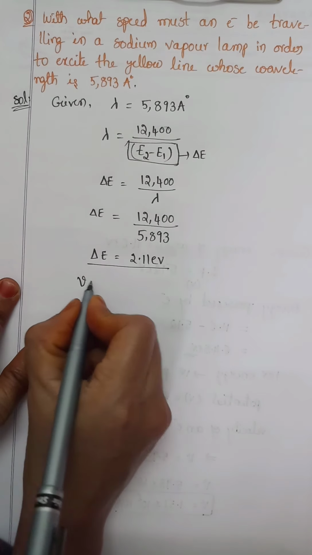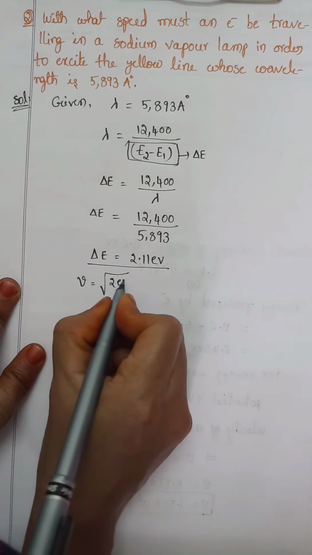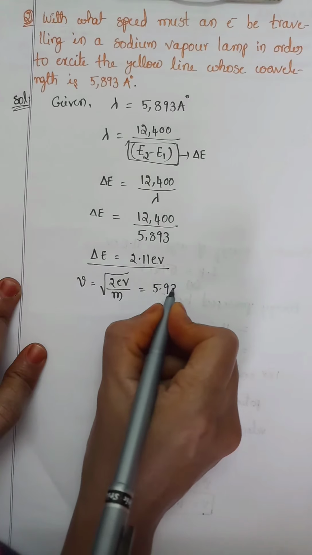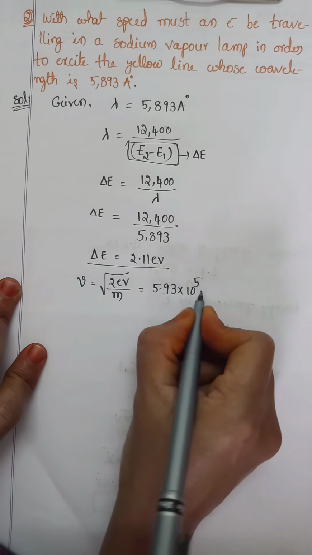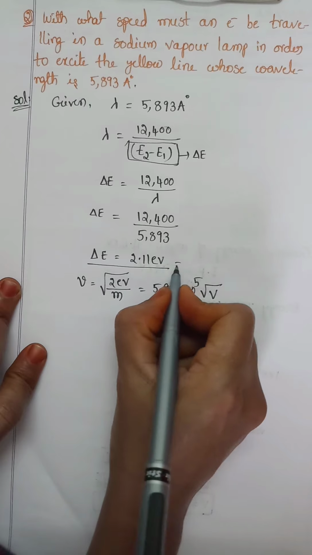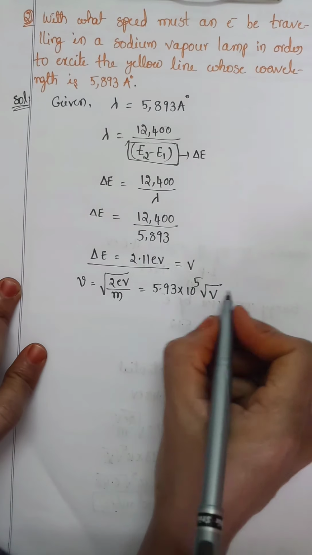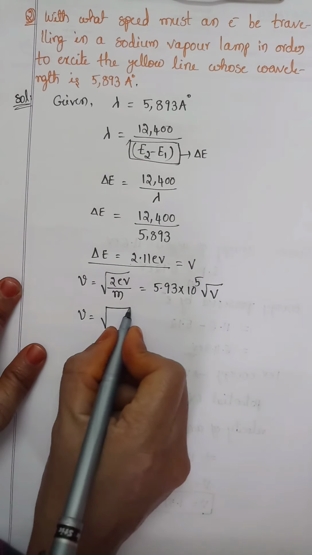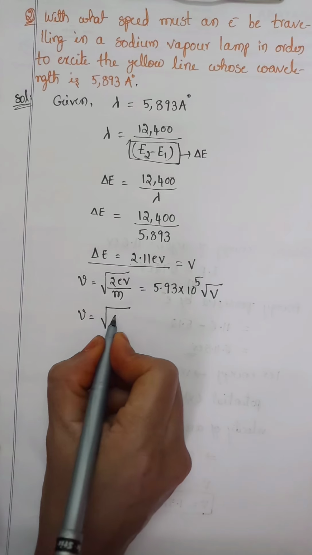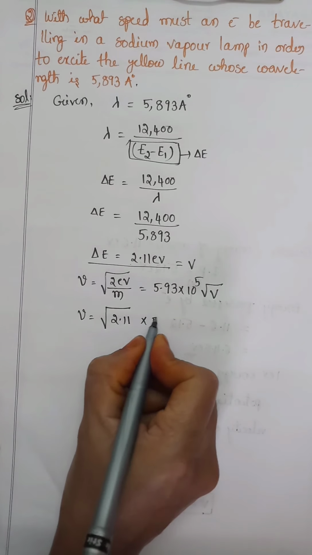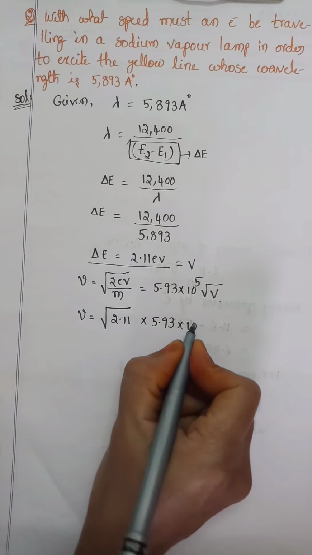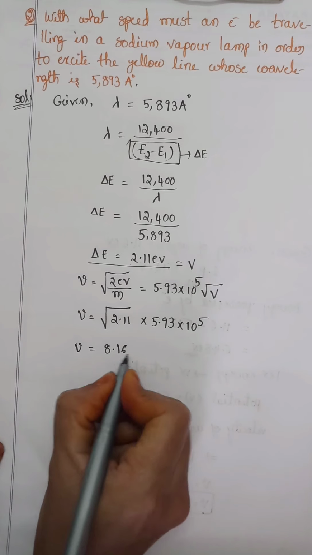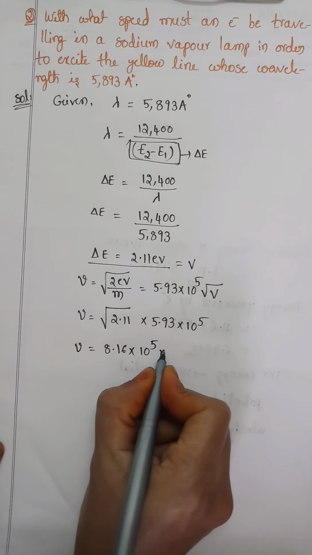So, velocity of electron small v is equal to square root of 2eV by m, that is also equal to 5.93 into 10 to the power of 5 into square root of V. If we consider this energy as potential, we get capital V is equal to 2.11 volts. So substitute that in small v. So small v is equal to 5.93 into 10 to the power of 5 into under root of 2.11. So small v is equal to 8.16 into 10 to the power of 5 meters per second.